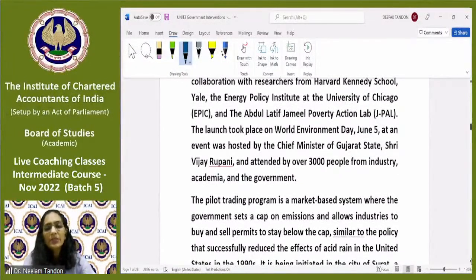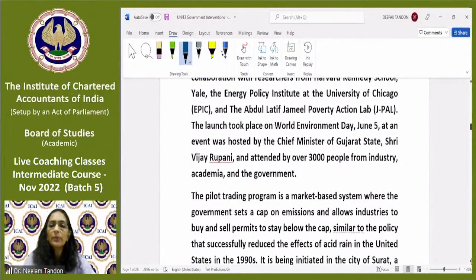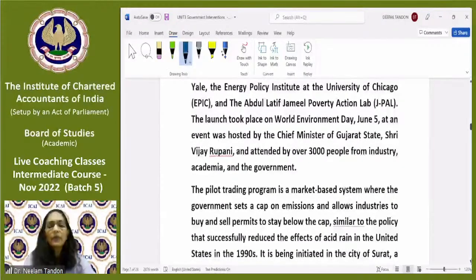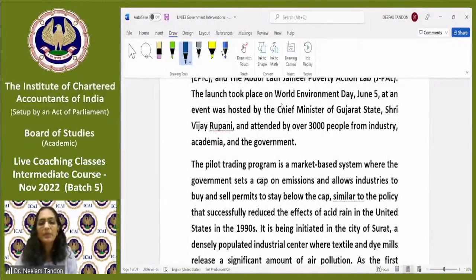Or isme academicians, industry and the government, a whole lot of people were there. So they did a program. That was a market-based system. Market-based system means let the price be decided through the market forces, demand and supply. We have shared who created demand. Those 4 industries were creating demand. Who were creating supply? Those 3 firms were creating supply for them to give permit. Overall supply was created by whom? By government.